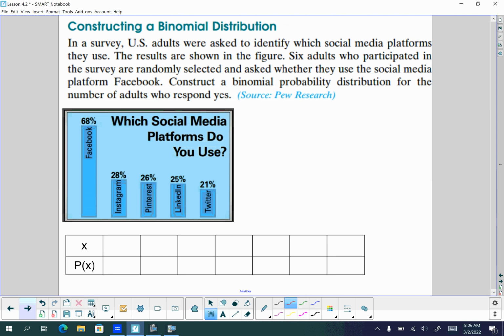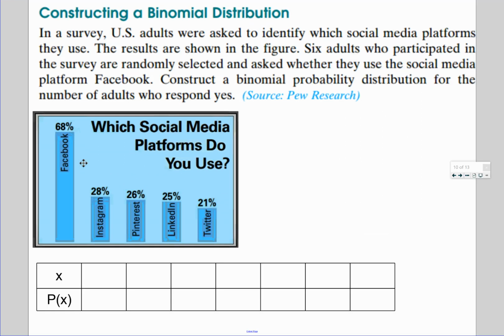All right, so let's do constructing a binomial distribution now. Okay, so if we know the value of X, we can now figure out the probability of that particular number of successes happening. Sometimes we want to create a binomial distribution, which is all the different values of X that can happen and all the different probabilities for each of those X's. So we're going to use this example. It says in a survey, U.S. adults were asked to identify which social media platforms they use. The results are shown in the figure. 6 adults who participate in the survey are randomly selected and asked whether they use the social media platform Facebook. Construct a binomial probability distribution for the number of adults who respond yes.